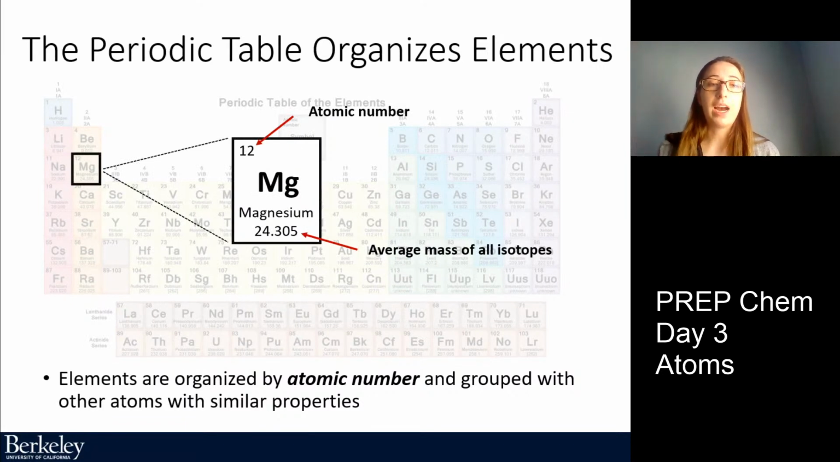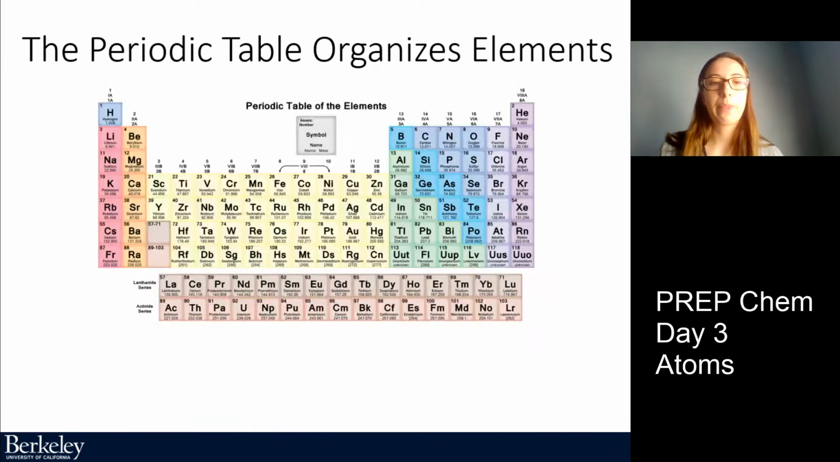If we look at how elements are represented on the periodic table, this is the typical format. You have the atomic number usually at the top left corner. This is the number of protons, and this is how they're all organized sequentially. Then you have the symbol, the name written out, and then the average mass of all the isotopes. Like we talked about on the last slide, each element has a whole different number of isotopes, so what we report on the periodic table is the average of all of these.